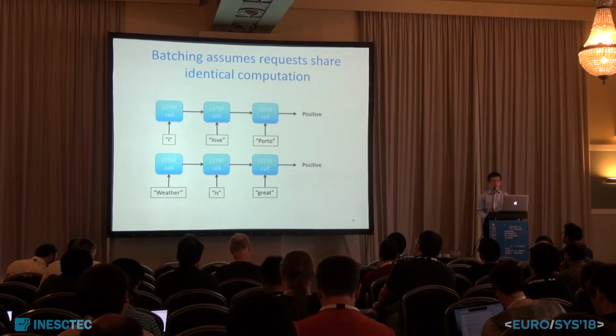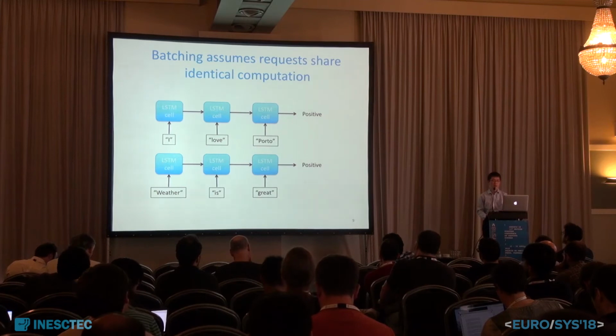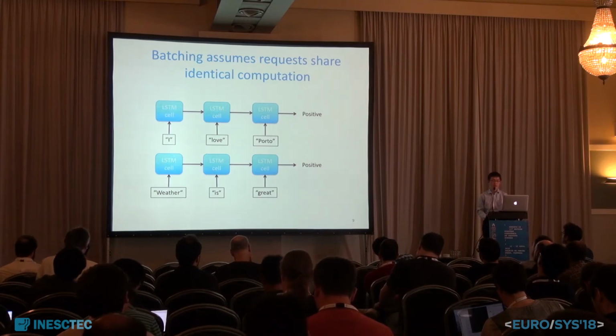However, there are challenges for batching RNN requests. In general, batching in the neural network setting utilizes the device's SIMD feature to accelerate computation by executing a batch in parallel. Therefore, it assumes that all requests in the batch have the same computation. But this is not always the case for recurrent neural networks.